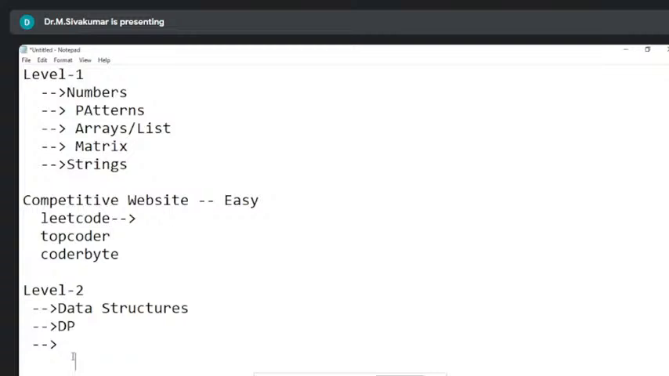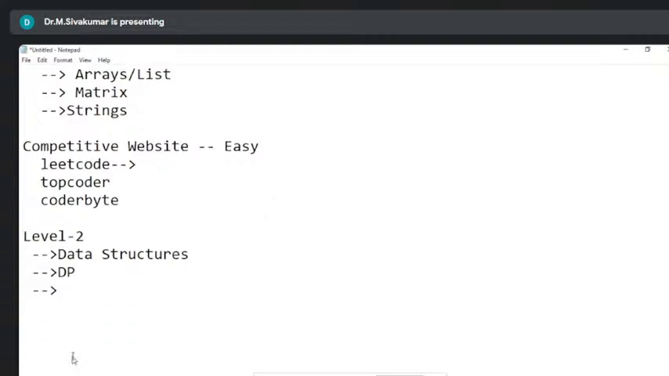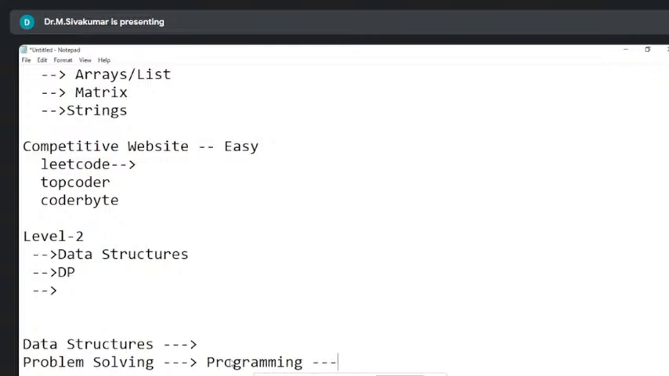One more suggestion, sir. If it is possible, please ask them to study these particular websites, as in so many colleges like PSG and Anna University. For problem solving and data structures, we are using a book called Programming. The author's name is Narasimha Karumanchi, and he is an IIT alumnus.